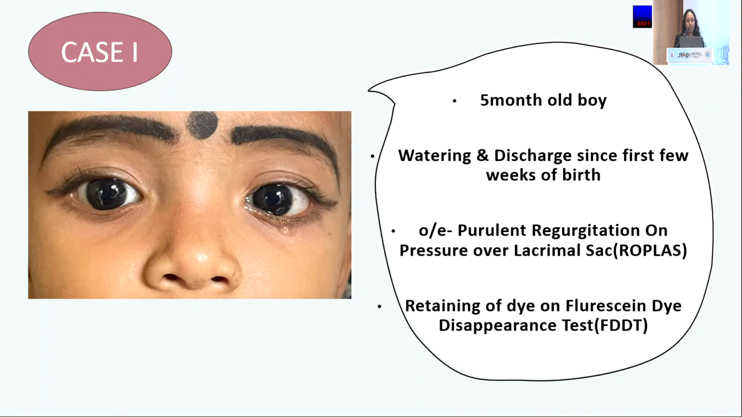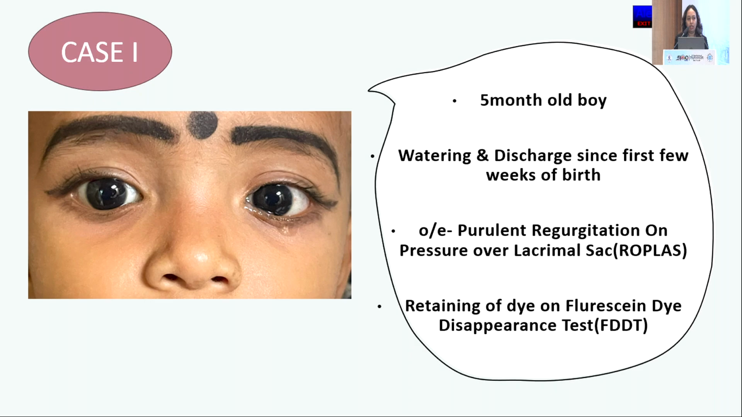This is a 5-month-old boy who came with watering and discharge since the first few weeks of birth. On examination, there was purulent regurgitation on pressure over the lacrimal sac area, and there was retention of the fluorescent dye more than 5 minutes after instillation.